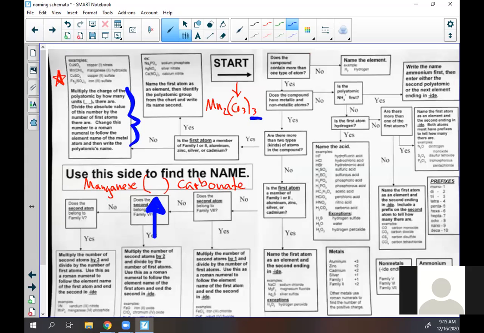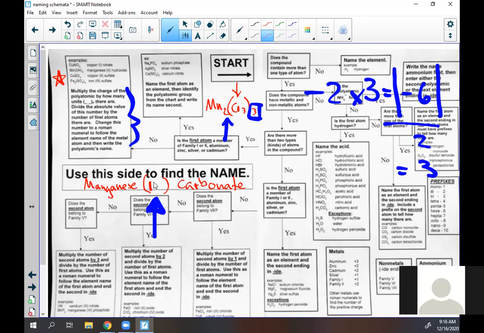So I'm going to take -2 and multiply it by 3. -6. I take the absolute value of this number and divide it by the number of first atoms, which is a 2. And that equals a 3. I turn that into a Roman numeral to follow the name of the metal. And then I name the polyatomic ion. Manganese(III) carbonate. Who had that right? I'll start over here.